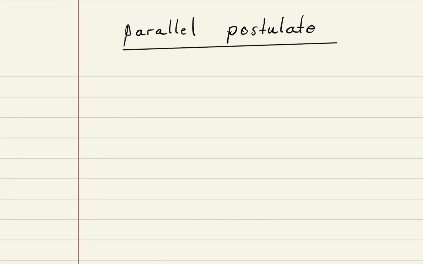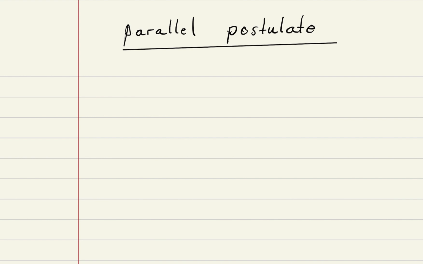In this lesson, we're going to learn what the parallel postulate is. The parallel postulate can be very, very confusing when I first read the formal definition. I'm not even going to write the formal definition here because it's very confusing, but I can tell you what it actually says. It says that if there is a line and a point not on the line, then there's exactly one line through the point parallel to the given line.